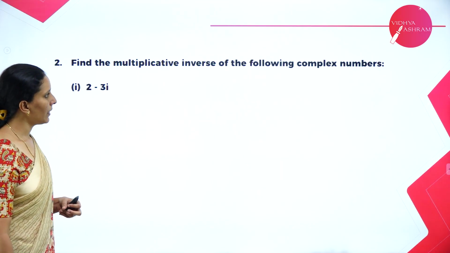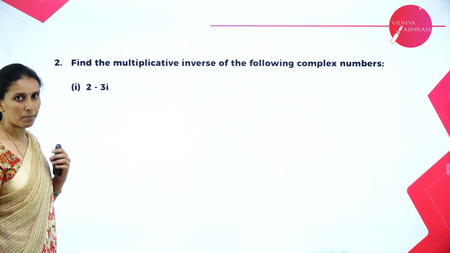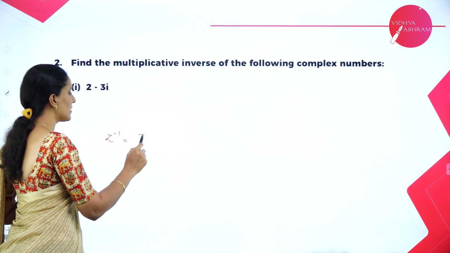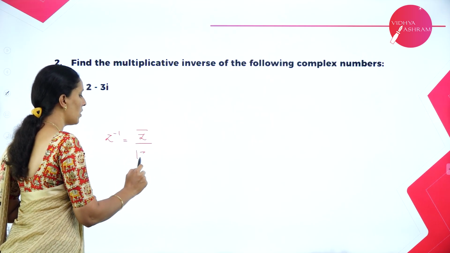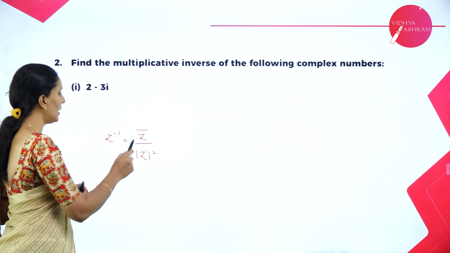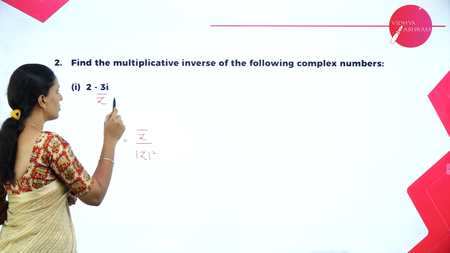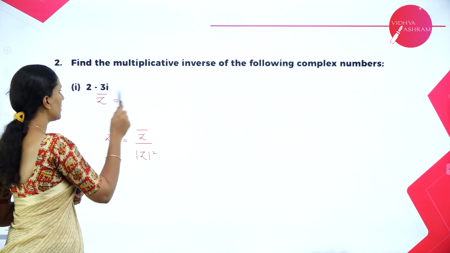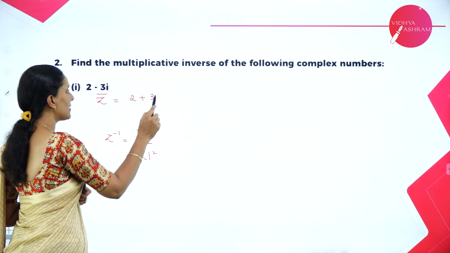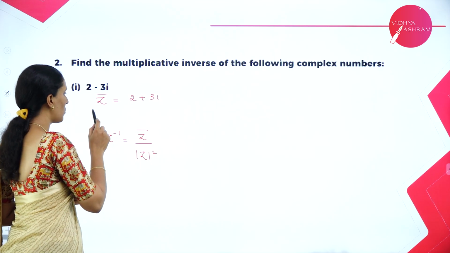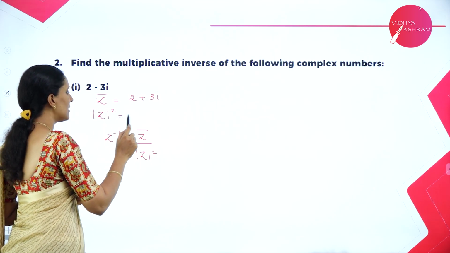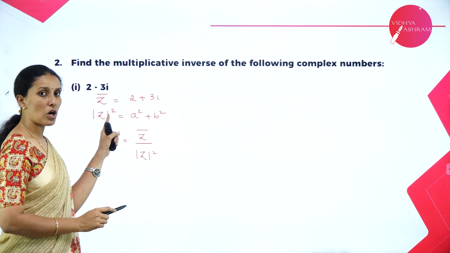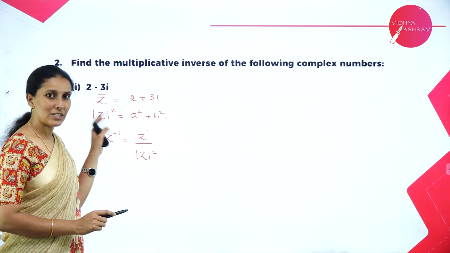Next, find the multiplicative inverse of the following complex number. We know that z inverse can be written as conjugate of z over mod z square. So here let's find the conjugate first. Conjugate is nothing but changing the sign of your imaginary part. So therefore conjugate is here 2 plus 3i, and we need mod z square here. This is nothing but a square plus b square. Without square root, this is mod z whole square. With square root, it is just mod z.